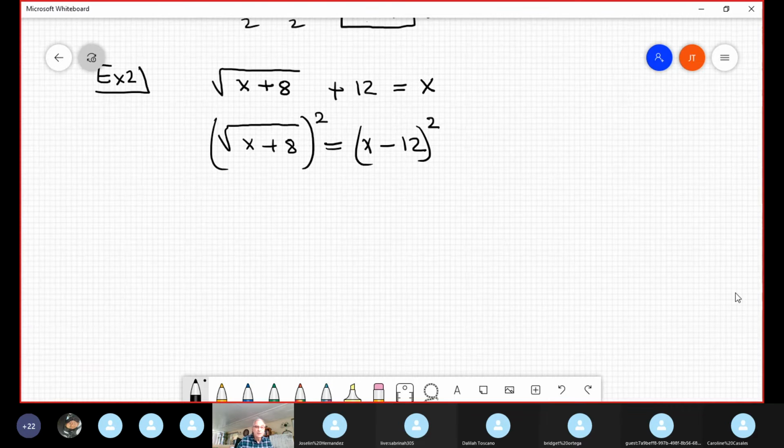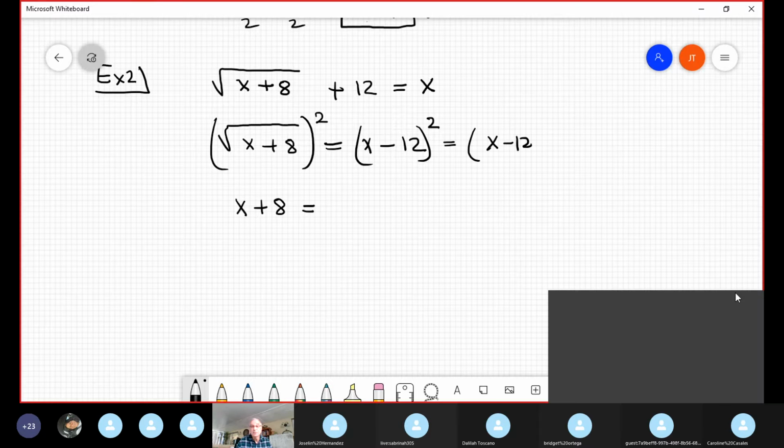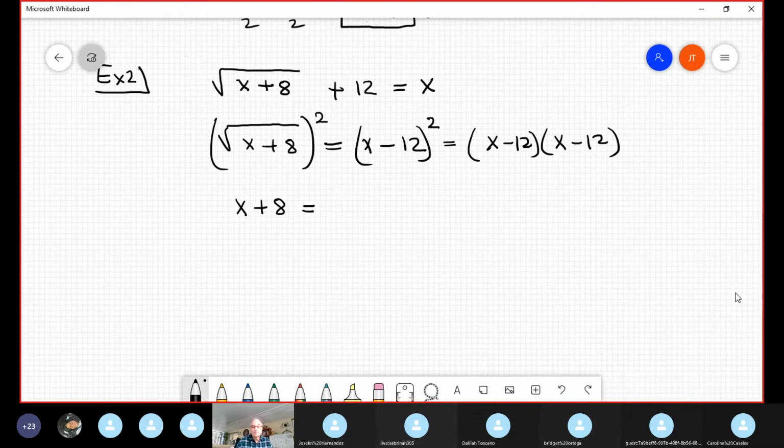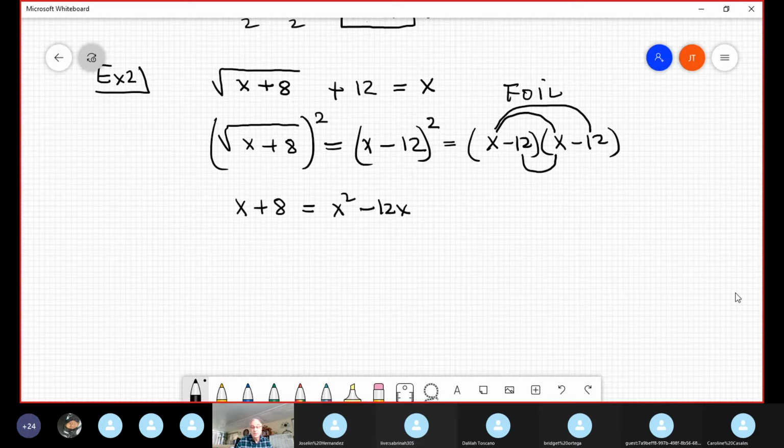Therefore, we have x plus 8 without the radical, because a square and a square root cancel each other out. And you have now the multiplication of x minus 12 and x minus 12. Okay, you FOIL. Multiplication of two binomials, FOIL. x times x is x squared. x times negative 12 is minus 12x. Minus 12 times x is minus 12x again. Minus 12 times minus 12 is plus 144.